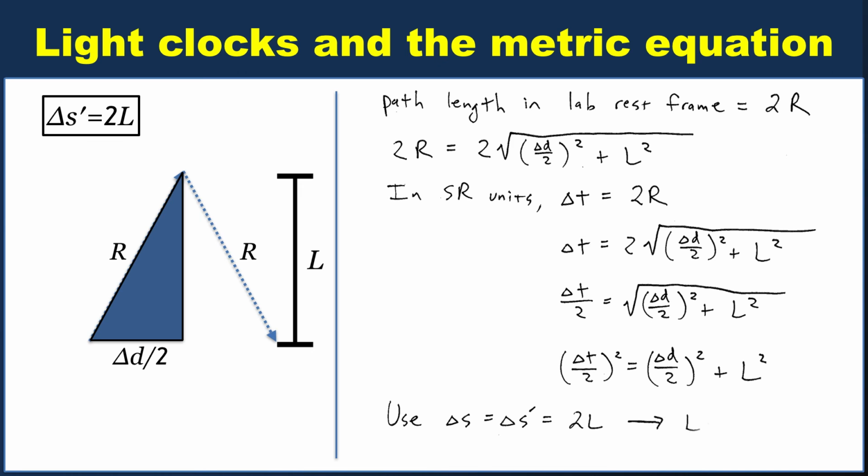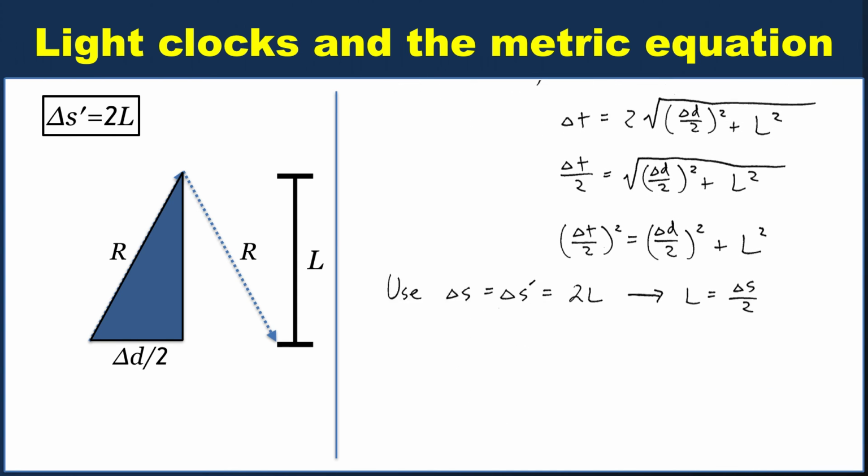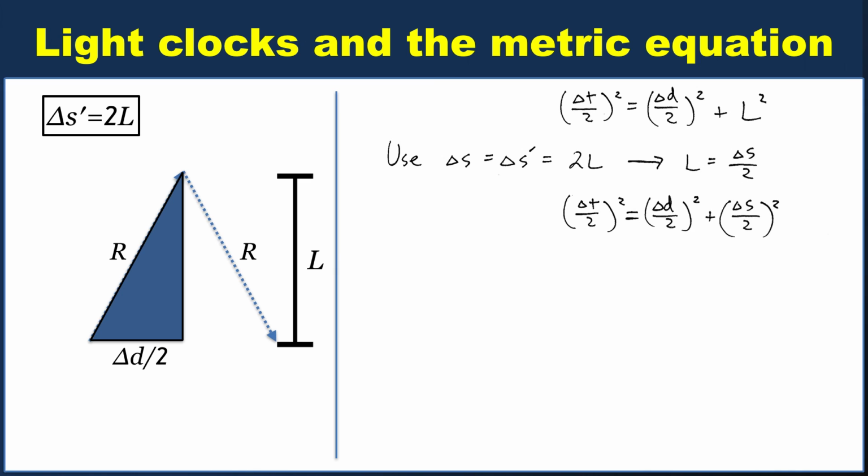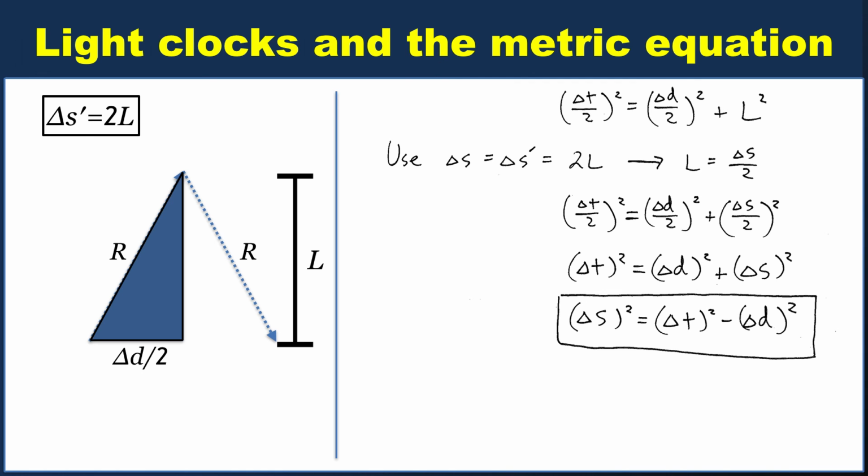Well, that's nice. That allows us to rewrite L equals delta S over 2. So now let's plug that in for our expression that involves L squared. So now we substitute in, we get that delta T over 2 squared equals delta D over 2 squared plus delta S over 2 squared. Let's get rid of those factors of 2. We cancel all of those out. We'll write it in the more standard form, which is that delta S squared equals delta T squared minus delta D squared.